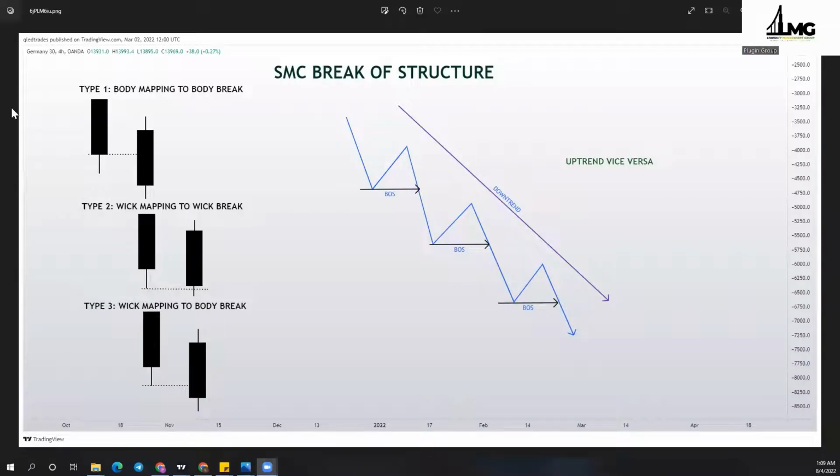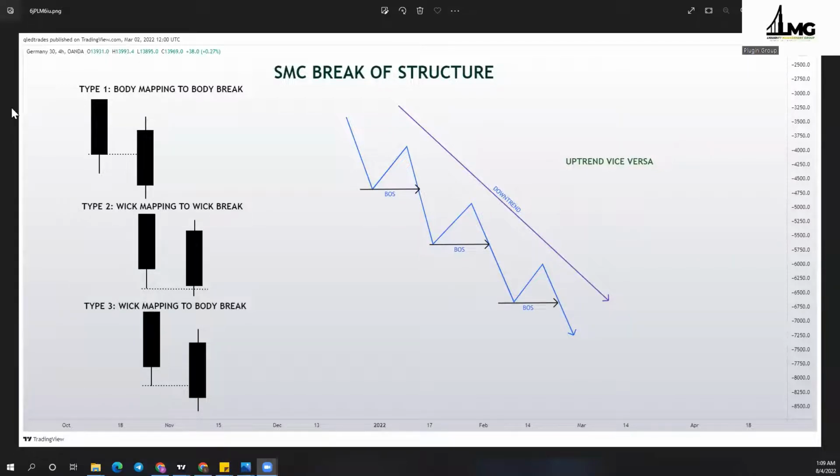Hey guys, in this video I'm gonna cover break of structure. In the previous videos I've covered market structure, how we tend to see price being in a trend and breaking structure either to the upside or downside, depending on the trend that it's currently in. So in this video I'm gonna cover the types of break of structure that we have.